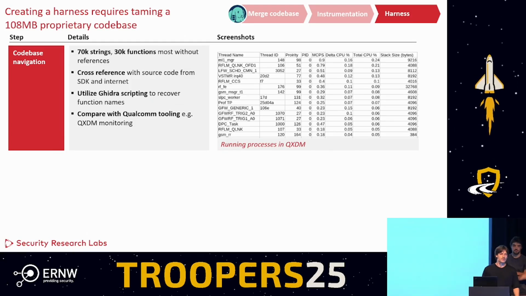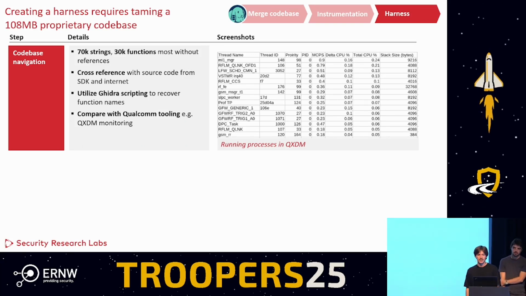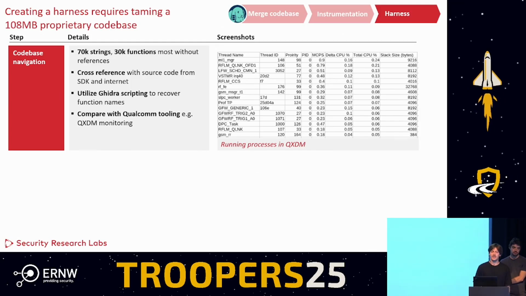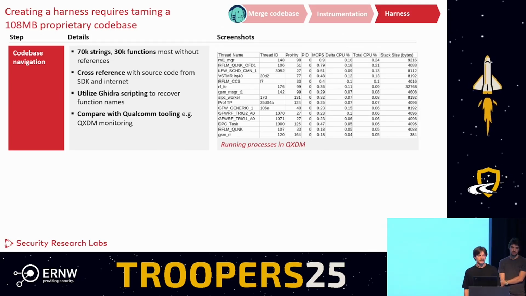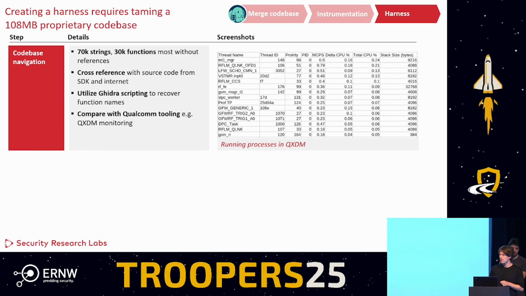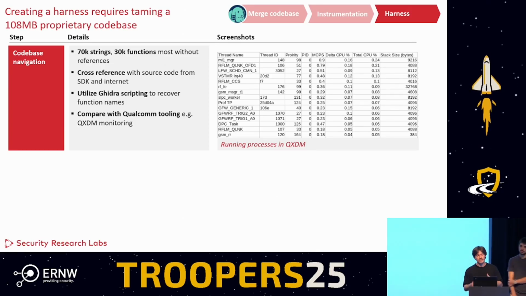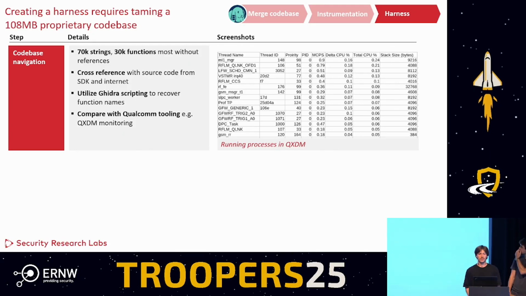So I want to give you some hints on how we navigated this. Cross-referencing to source code that you can find on the internet is really nice, and also to the SDK. There are some code examples, and then you can see, okay, they call grid init here, then they have this in a follow-up, and then you try to find this in your disassembly to get a raw overview of what is actually happening.